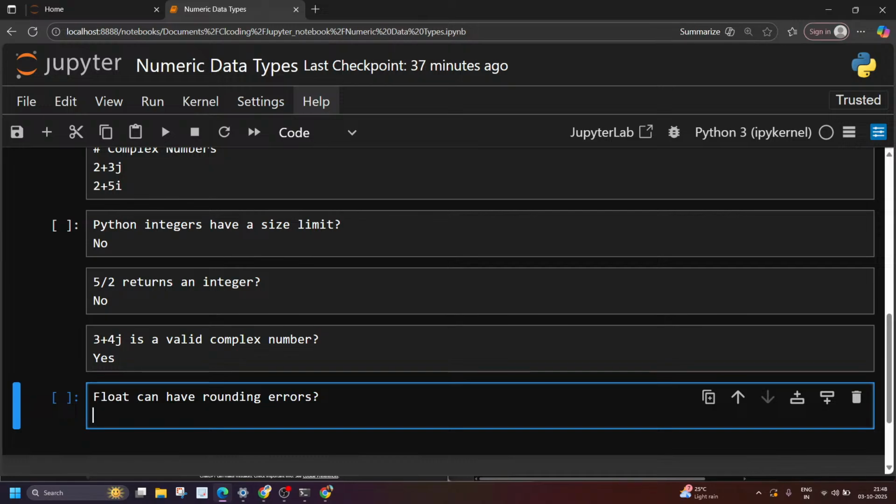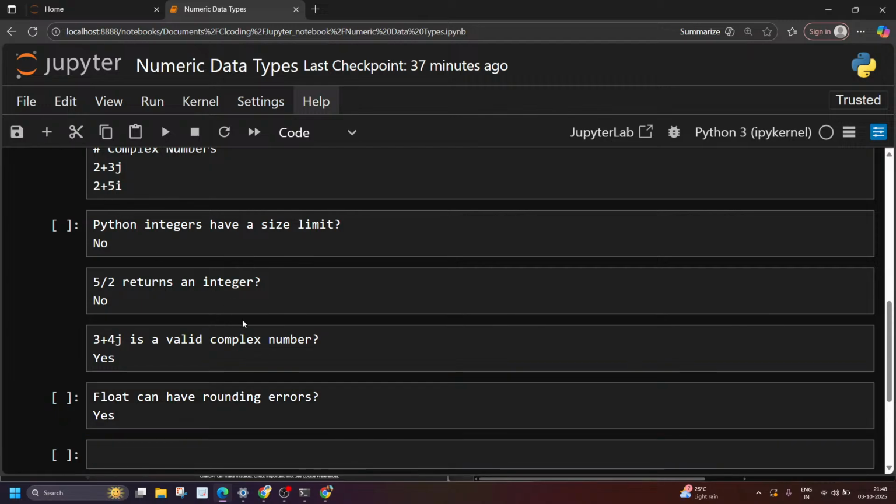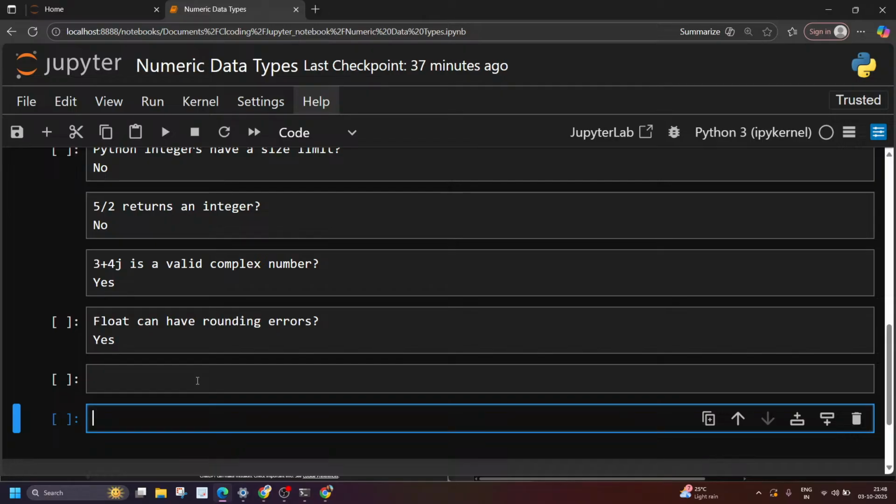Okay, let's see its answer. The correct answer is yes, because floating point numbers are stored in binary, which can't exactly represent some decimals. So float can have rounding errors sometimes. Okay, now let's move on to another question.